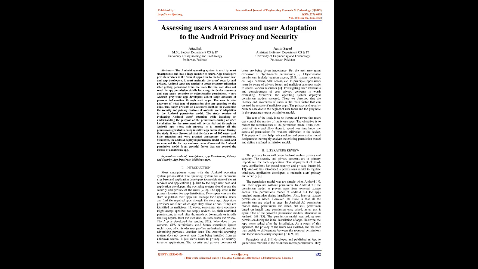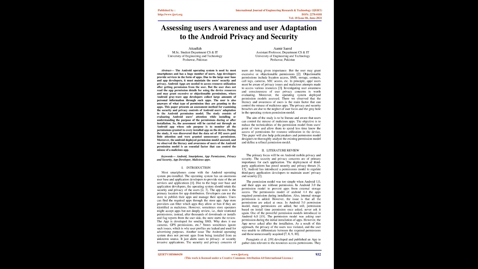The primary focus will be on Android mobile privacy and security. The security and privacy concerns are of primary importance for each application. The deployment of third-party applications has posed security and privacy threats. Android has introduced a permissions model to regulate third-party application developers to maintain users' privacy and security too. The permission model was too simple in Android 1.0, and apps were without permission. In Android 3.0, the permission model was introduced to prevent apps from external storage access.